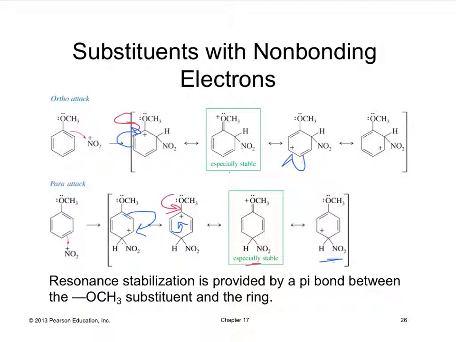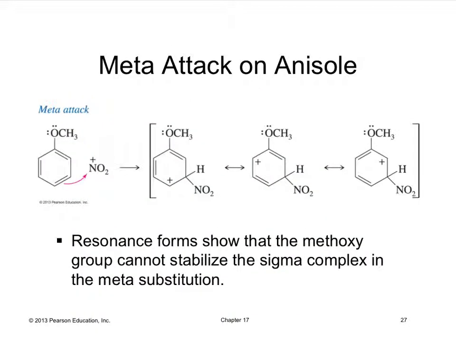So the resonance stabilization is provided by a pi bond between that OCH3 substituent and the ring. If we do meta attack, you have generated this, and then you have all the possible ring structures, electrons moving around in the system, and all of them show that the methoxy does not stabilize the sigma complex when it's meta-substituted.